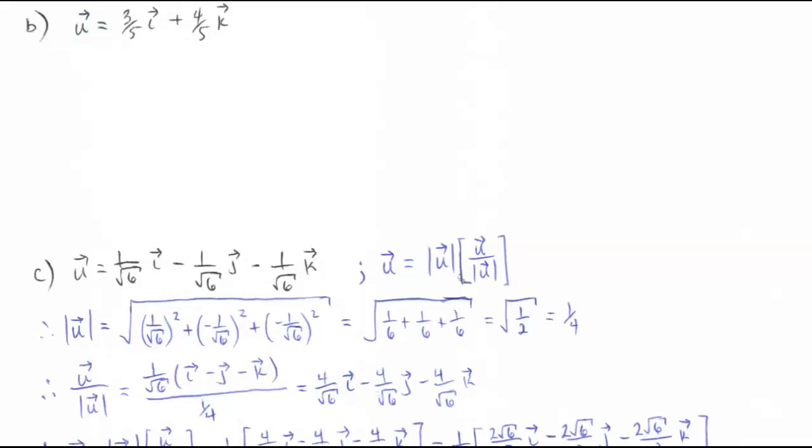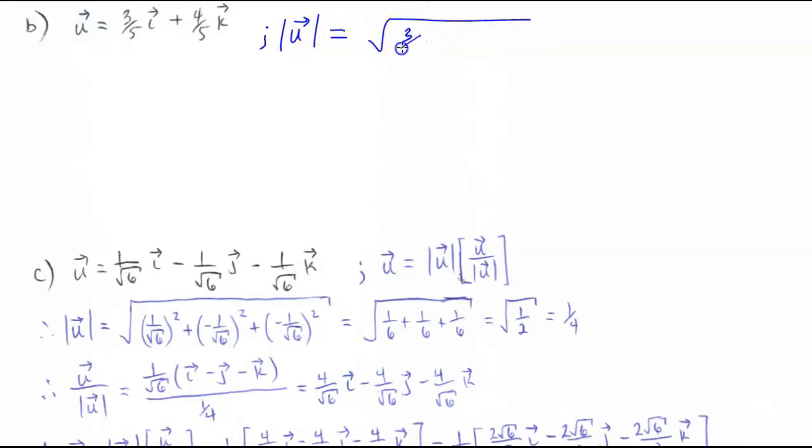So for example B, we see that we want to do the same thing, but notice here that we only have an i component and a k component, meaning that this vector only has components in the i direction and the k direction, or it only has x and z components. Okay, so here we just calculate the magnitude.